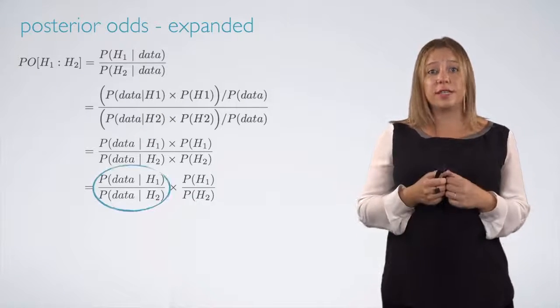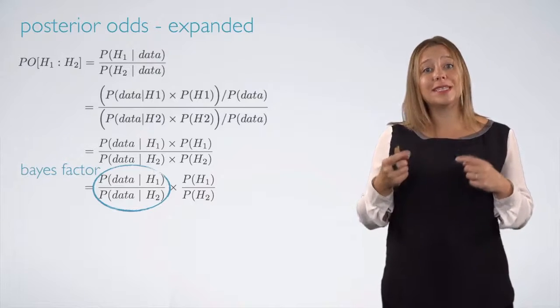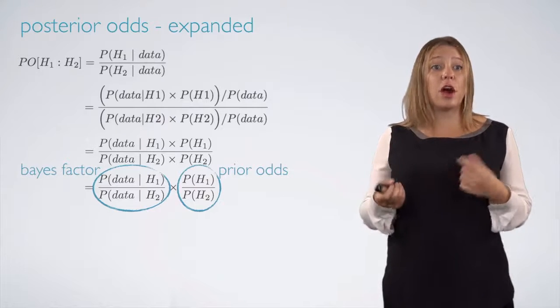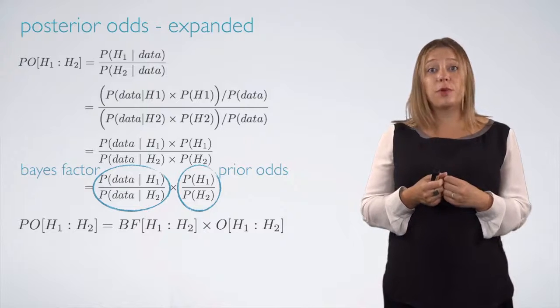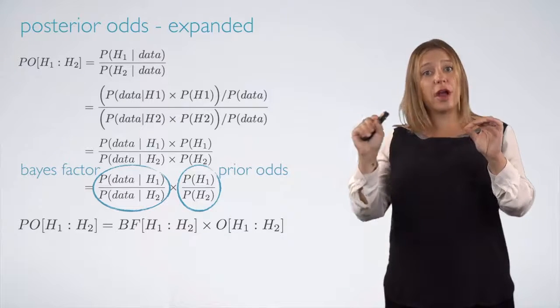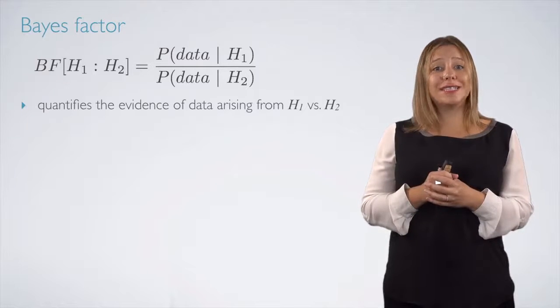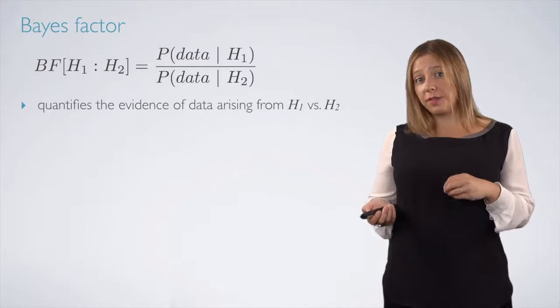The first quantity, the ratio of the probabilities of data given these two hypotheses, is defined as the Bayes factor. And the second quantity is the prior odds that we saw earlier. In other words, the posterior odds is the product of the Bayes factor and the prior odds for these two hypotheses. The Bayes factor quantifies the evidence of data arising from hypothesis 1 versus hypothesis 2.